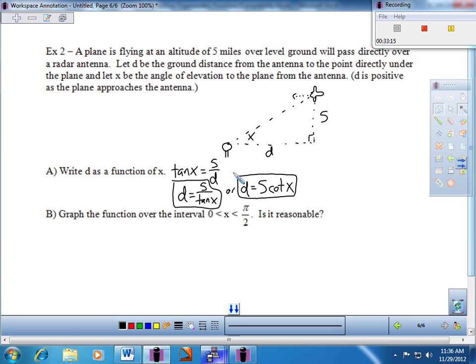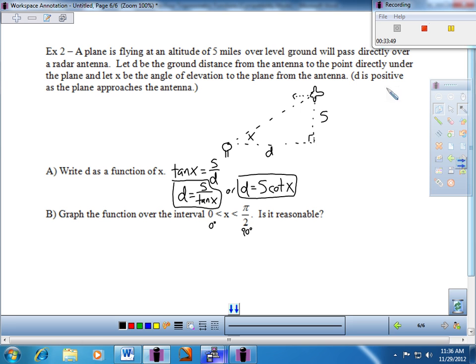It looks like I asked us to just graph the function over a quick interval here from 0 to pi over 2, and is it reasonable? Well, let's see. So let's kind of talk about this piece real quick. Pi over 2 radians, again, I'm just going to write this as 90 degrees right here. And so this is basically going from 0 degrees to 90 degrees. And think about, well, if the angle of elevation is 0 degrees, that's all the way out here. The plane's all the way back.